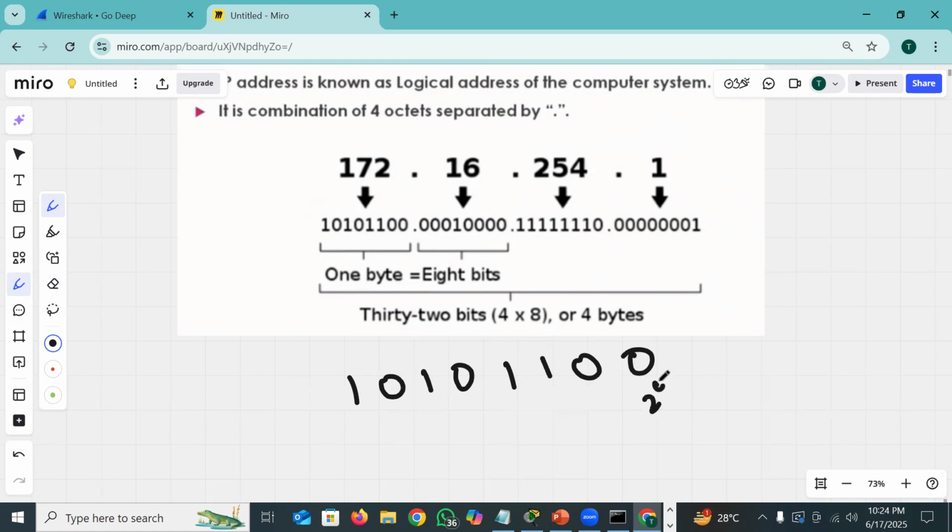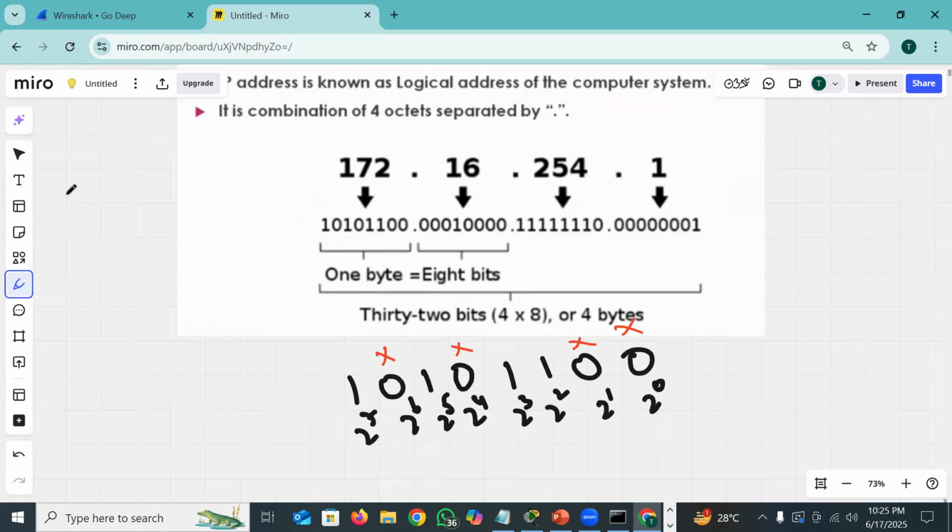So it means 2 to the power of 0, 2 to the power of 1, 2 to the power of 2, 2 to the power of 3, 2 to the power of 4, 2 to the power of 5, 2 to the power of 6, and 2 to the power of 7. What we'll do is ignore the 0s, since 0 plus 0 is 0 only. We remove the zeros and talk only about the 1s here.